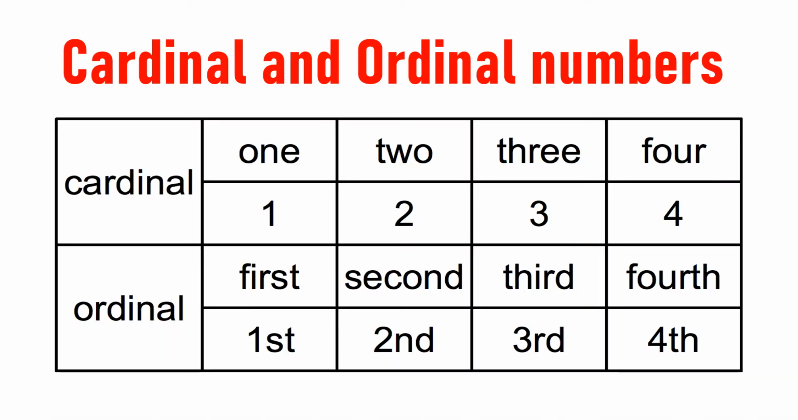Before we learn about odd and even numbers, let us quickly review what cardinal and ordinal numbers are. Cardinal numbers are the numbers which are used to count something, like 1, 2, 3, 4, and ordinal numbers are the numbers which tell us the position of something, like first, second, third and so on.